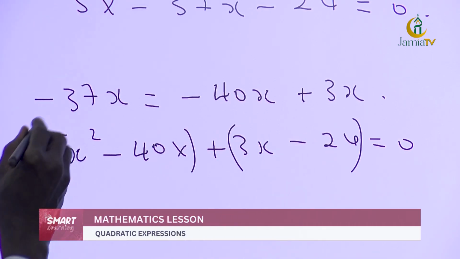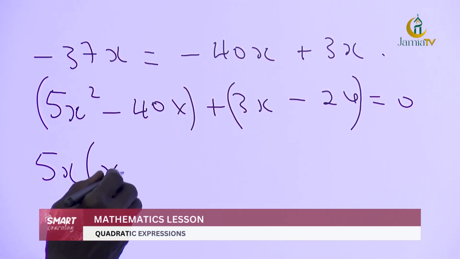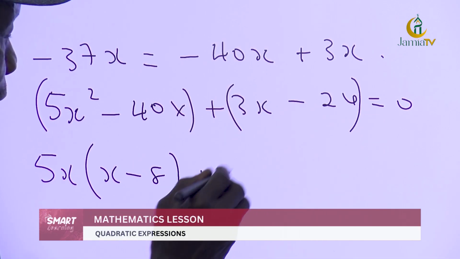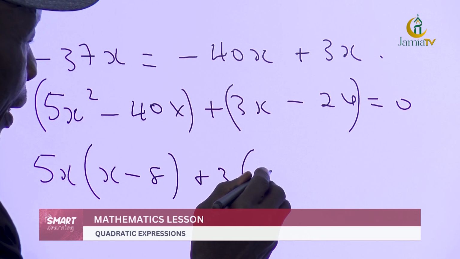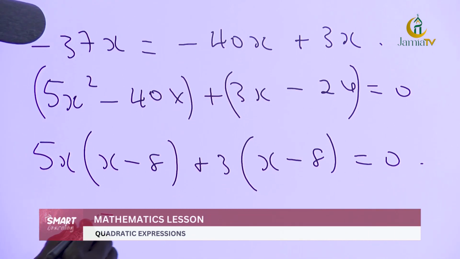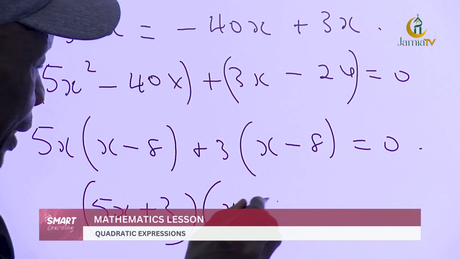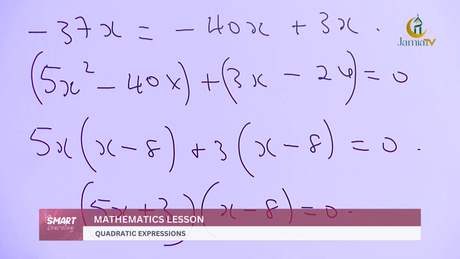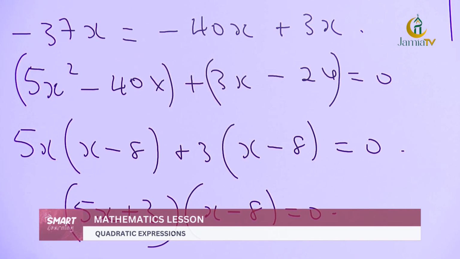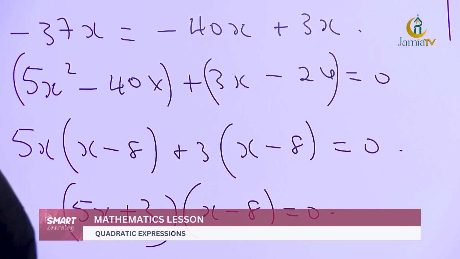Let's group them together. Here our common factor is 5x, so you have x minus 8. Our common factor here is plus 3, and then x minus 8 equals 0. So we have 5x plus 3 multiplied by x minus 8 equals 0. And when two numbers are multiplied and the answer is 0, either one of them is 0, or the other one is 0, or both of them are 0.